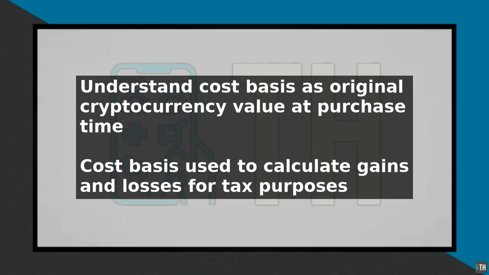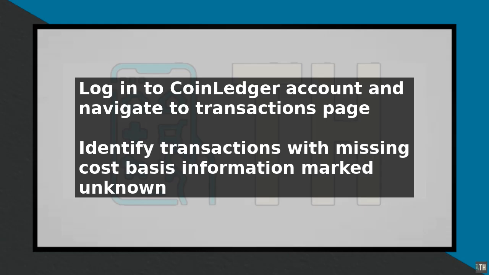Next, gather the necessary information to fill in the missing cost basis, including the date of purchase, the amount of cryptocurrency purchased, and the total cost of the purchase in US dollars. This information can usually be found in your email records, wallet history, or exchange account statements.